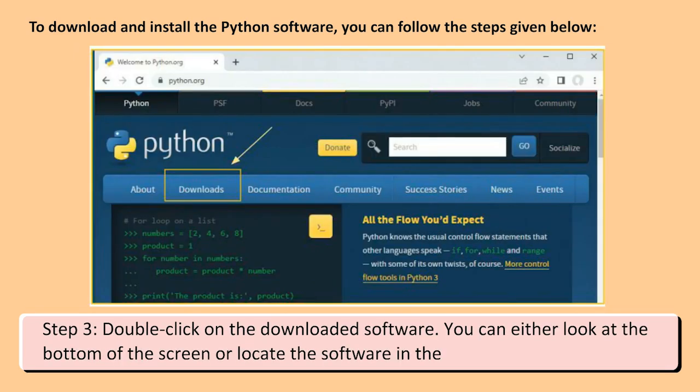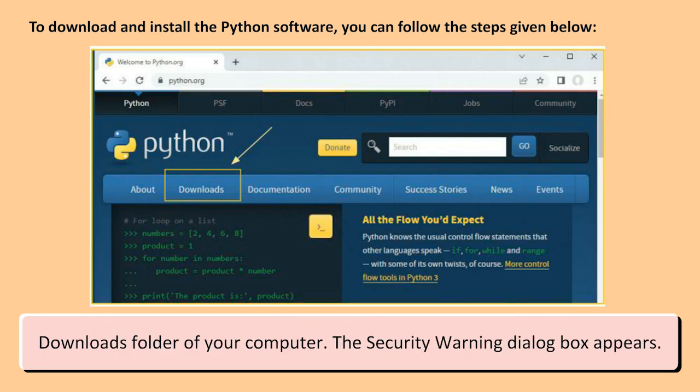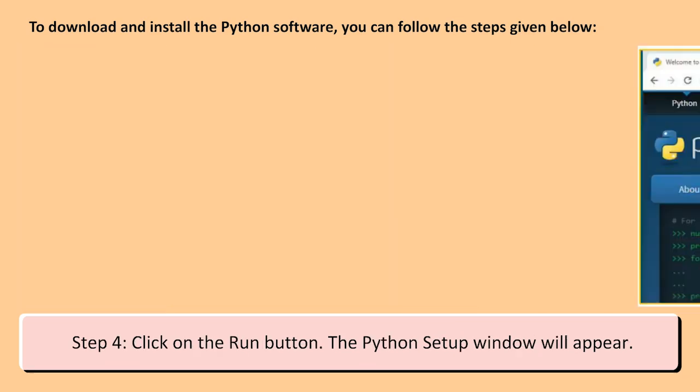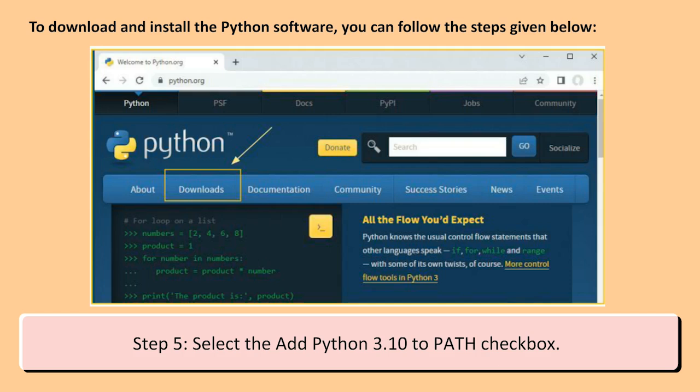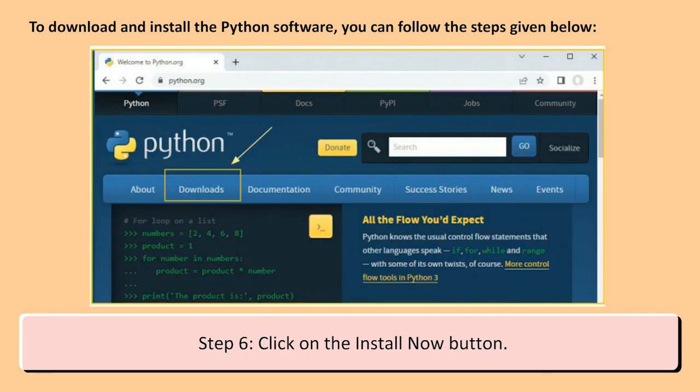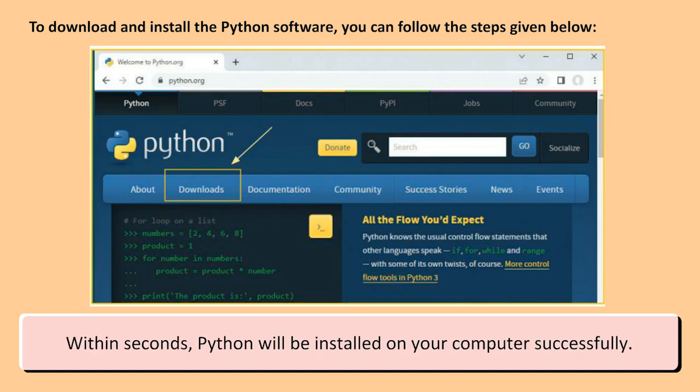3.10.6 button. Step 3. Double-click on the downloaded software. You can either look at the bottom of the screen or locate the software in the Downloads folder of your computer. The security warning dialog box appears. Step 4. Click on the Run button. The Python setup window will appear. Step 5. Select the Add Python 3.10 to Path checkbox. Step 6. Click on the Install Now button. Within seconds, Python will be installed on your computer successfully.